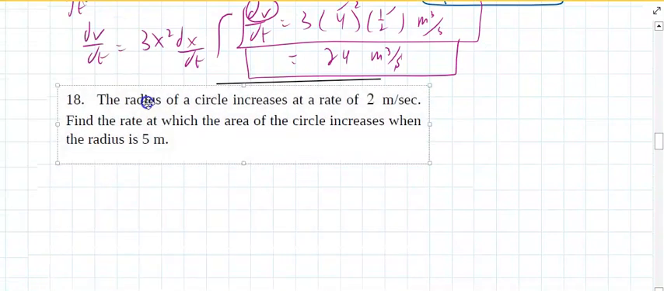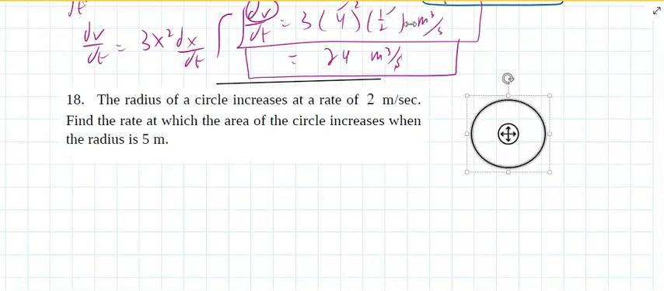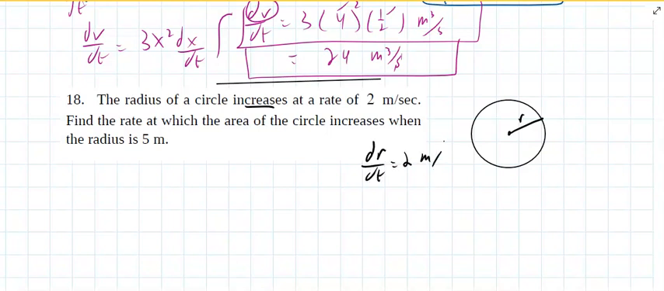Next problem up. The radius of a circle. We have one of those circles. There we go. And of course, a circle depends on the radius, whether you're dealing with the perimeter, the circumference, or the area. The area of a circle is pi r squared, and the circumference is 2 pi r. The radius of a circle is increasing. So the change of the radius with respect to time is a positive 2 meters every second. Again, that's pretty fast. That's almost 6.6 feet every second.